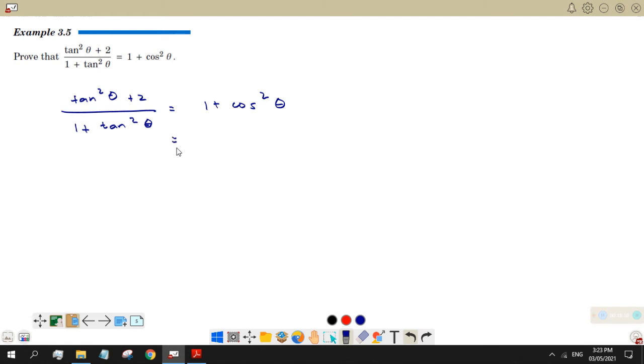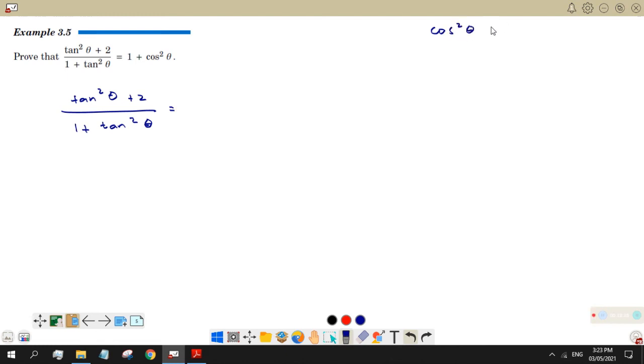So, what do we know about... Ay, teka, ba't ko sinulat to? Sa last pa nga pala to. What do we know about tangent squared theta? Ano yung pinakasimple na pwede natin gamitin dito? Okay. So, from our... Tatamad ako magbukas nitong isa. So, dito na lang tayo.